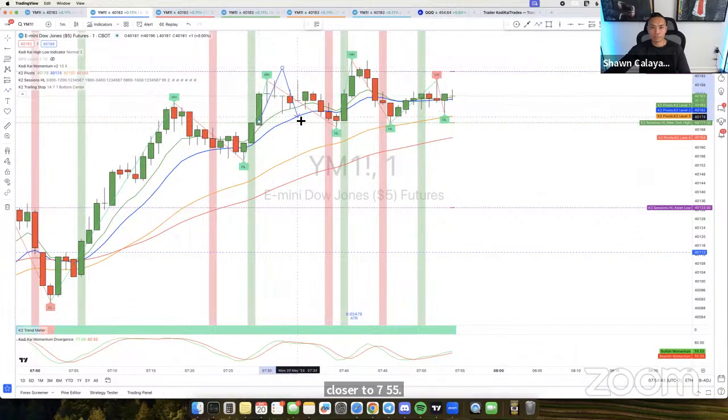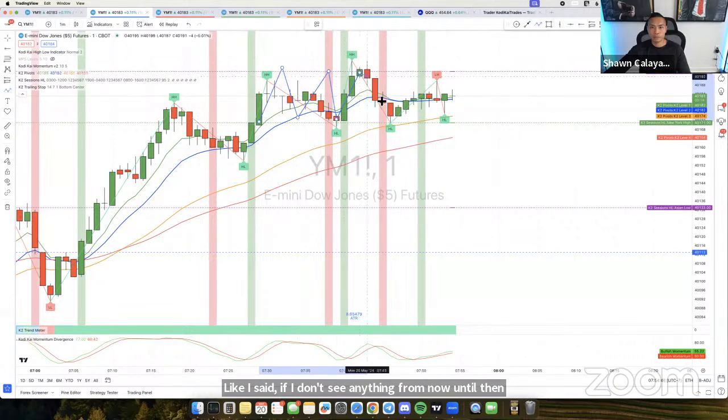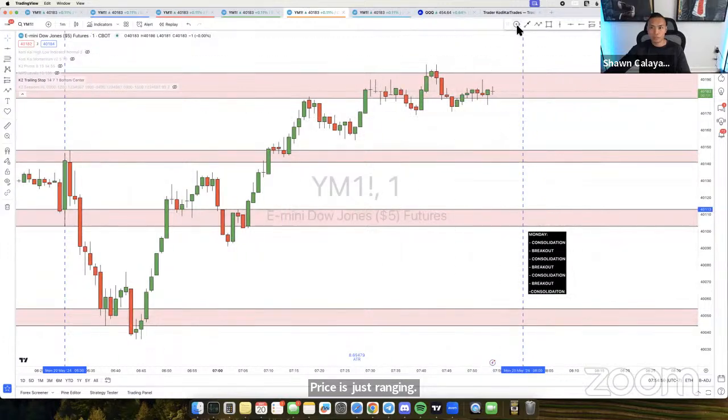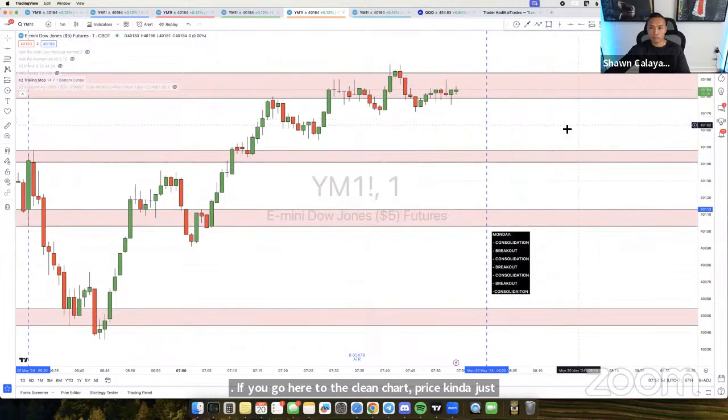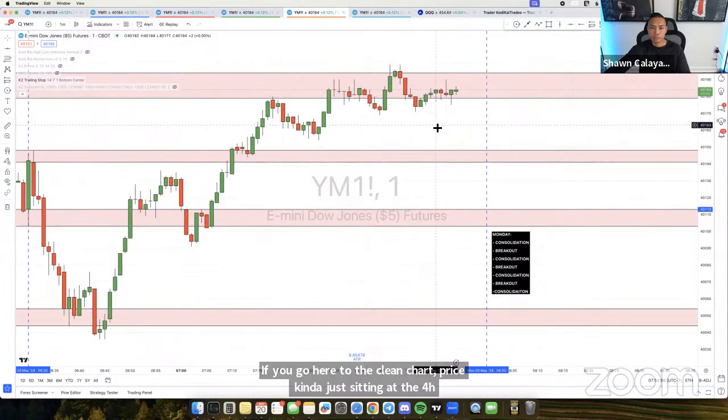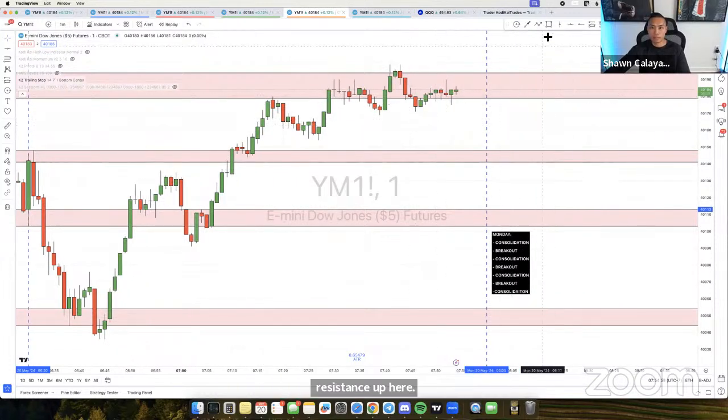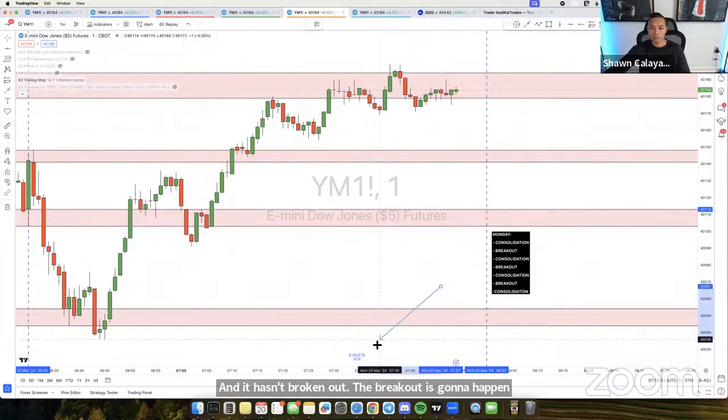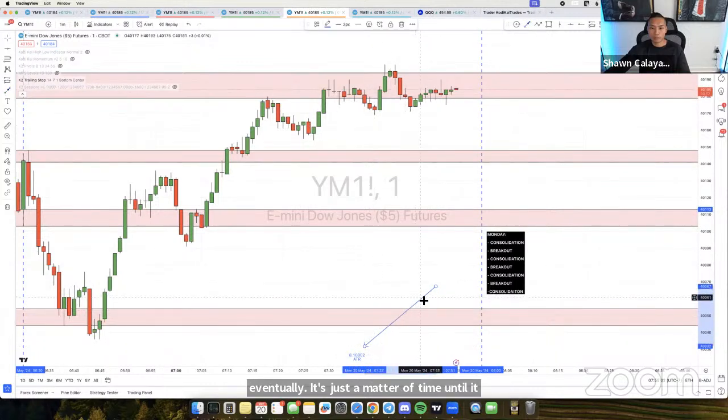Price is just ranging between these two sessions right here. If you go over here to the clean chart, price is kind of just sitting at the 4-hour resistance up here. And it hasn't broken out. The breakout's going to happen eventually. It's just a matter of time until it does. But the ATR is so low that I'm not expecting too much to happen right now.